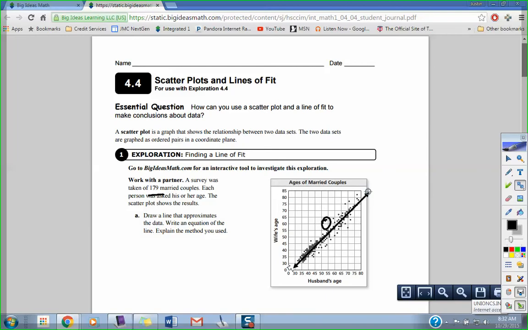Okay, so just go ahead and draw a line. Doesn't have to be perfect. Something similar to what I've got there would be good.